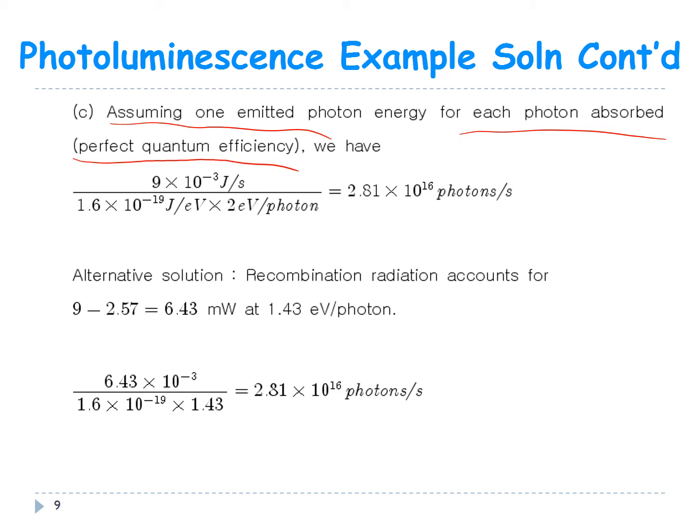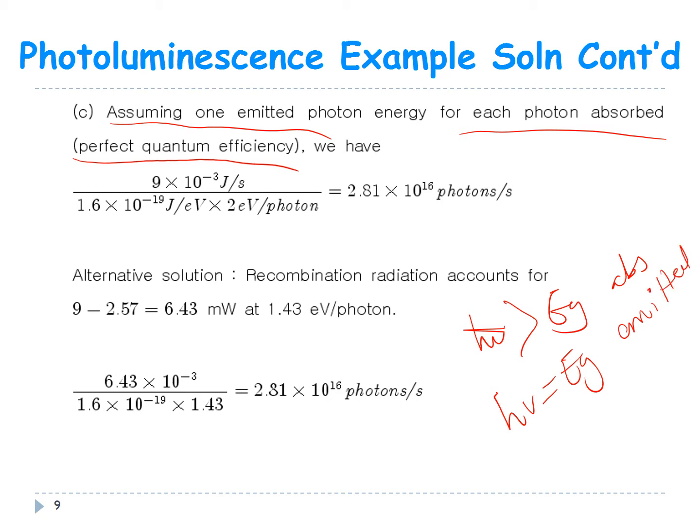And remember, the photon absorbed and the photon that is emitted are different, right? The photon that is absorbed has h nu greater than Eg. But the photon that is emitted has h nu equal to Eg. This one is the emitted one. Okay, so always keep that in mind. We absorb anything that's larger than Eg, but we always emit equal to Eg.